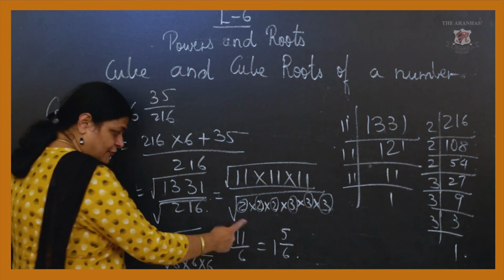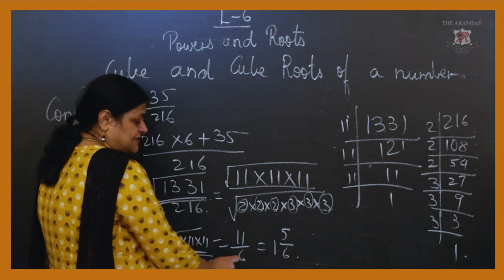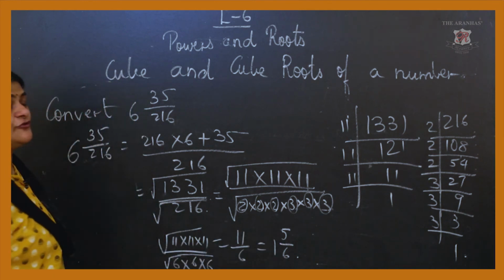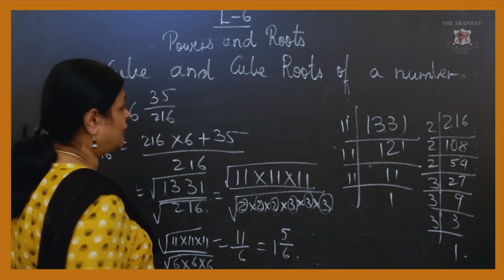Now this is your improper fraction. You are making it into a mixed fraction, that is 1 and 5 upon 6. You can confirm it. 6 ones are 6, 6 plus 5 will give you 11. So it will be 1 and 5 upon 6. That will be your answer.